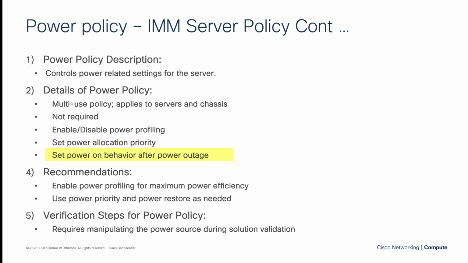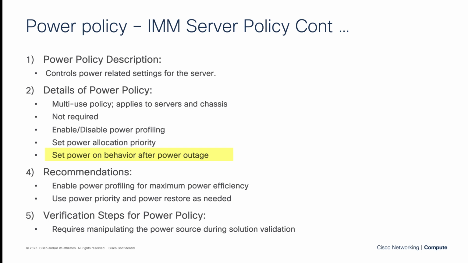During recovery from a complete power outage, Intersight will restore servers to their power state prior to the outage. If Intersight cannot be reached during power up, the system will use the power restore setting from the power policy. Note the default will leave the servers off until Intersight contact is restored.